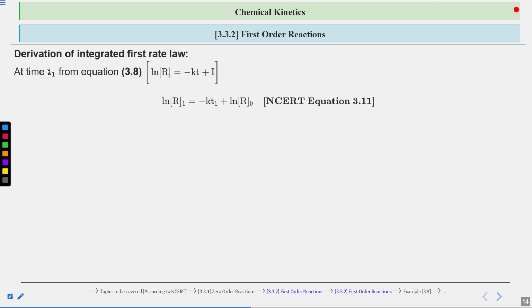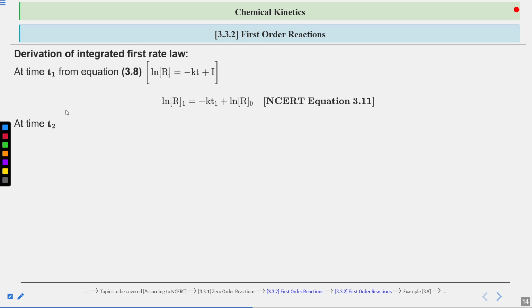So we are saying here that at time t1, initially we have taken t equals to 0, and if you take time t at 1, that means at some second. So we are considering that as time t1. At some point of time t1, this equation will become ln of the concentration of reactant at 1, that is at that point, is equal to minus k t1 plus ln of r0. Ln r0 will not change because it is the initial concentration of reactant. This equation is representing the NCERT equation 3.11.